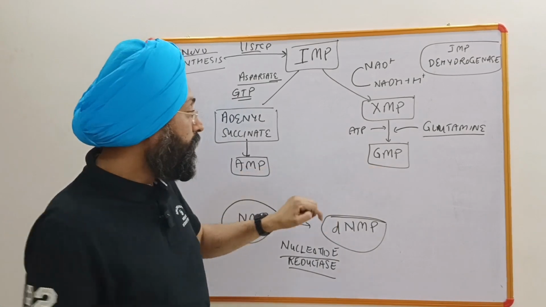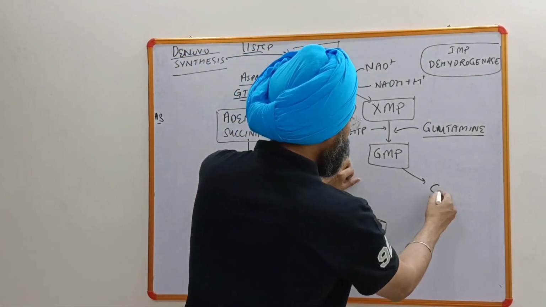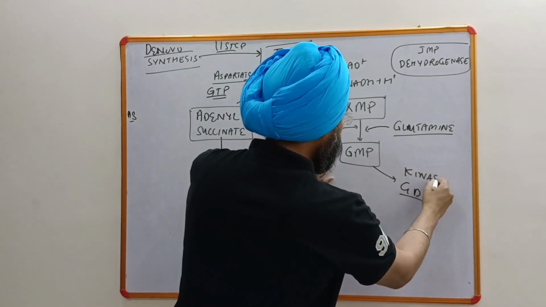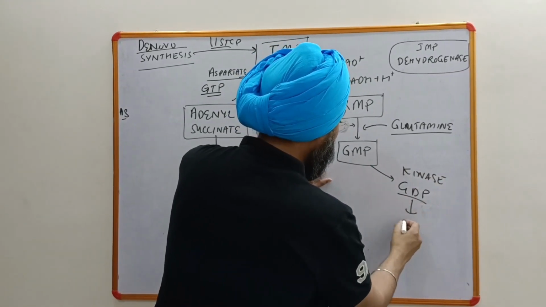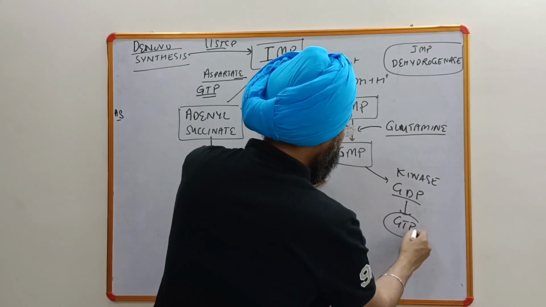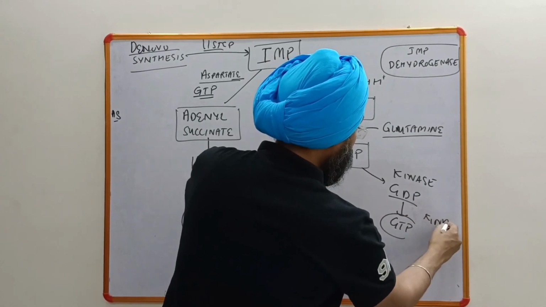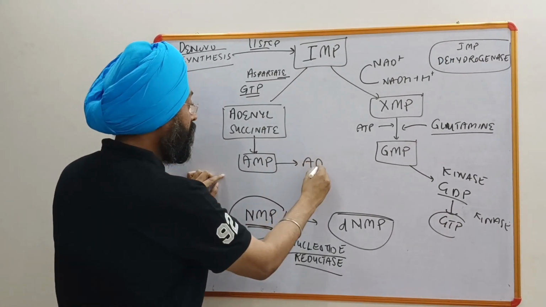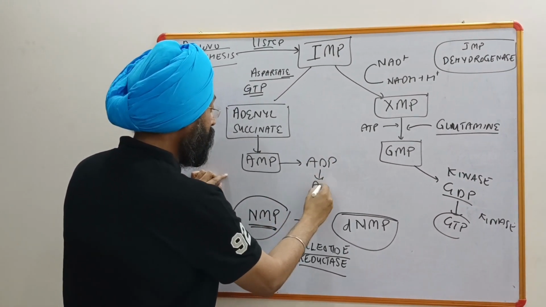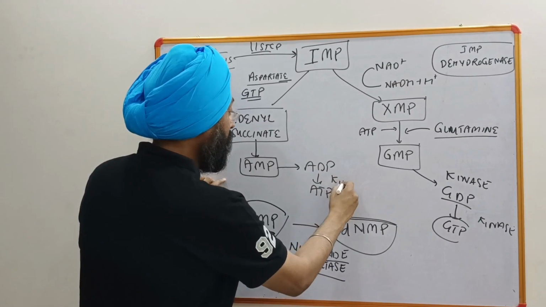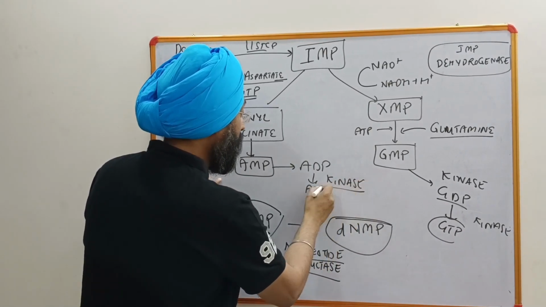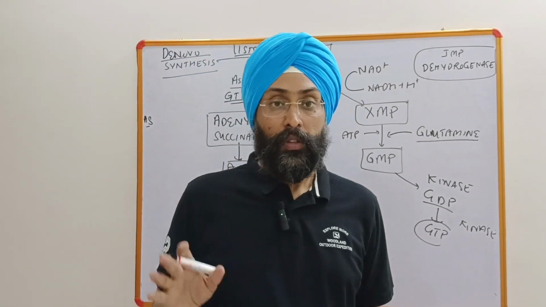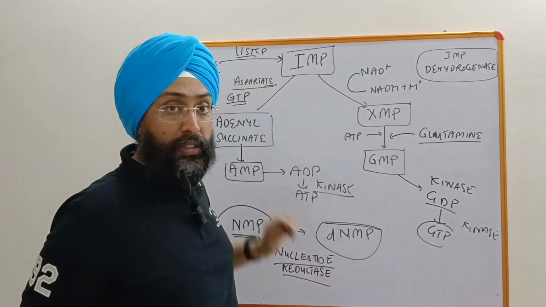So once we get a monophosphate, it is converted into GDP by a kinase reaction, and GDP is further converted into triphosphate by another kinase reaction. Similarly, AMP is converted to diphosphate and diphosphate to triphosphate by the corresponding kinase reactions, where one phosphate is added in each step. So that finishes our de novo synthesis.